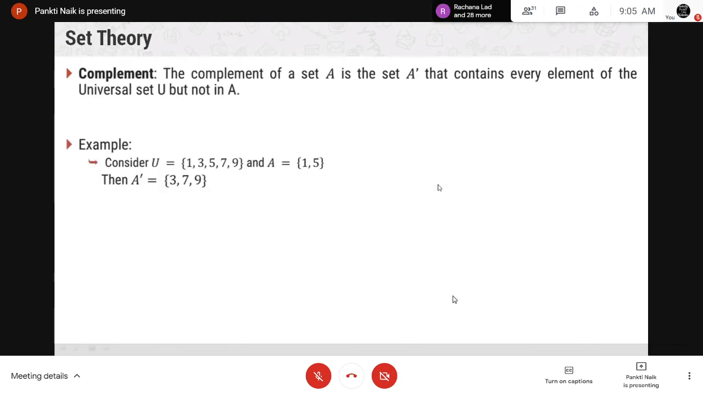Now complement. Complement means the elements of the universal set but not in the set, right? Suppose there is one universal set U, right? And A is a set, right? So what will be the complement of A? Those that are not members of A but are members of U, right? So that is complement of A and it is represented as A dash, right?